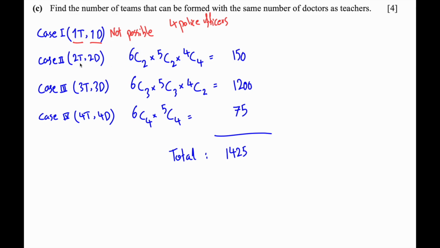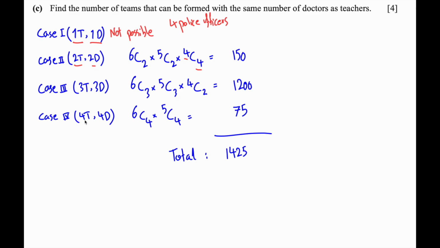So I have to choose these 2 teachers from the 6 teachers that I have, and I have to choose these 2 doctors from the 5 doctors that I have, and then I have to choose the remaining 4 people to complete my group from the 4 police officers, and that would be 150. In case number 3, I'm going to have 3 teachers and 3 doctors. That means 6C3 times 5C3, and the remaining 2 members, I can choose them from the police officers. So that would be 1,200.